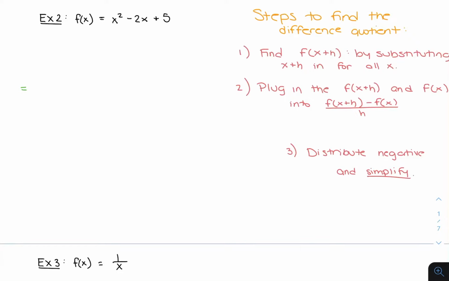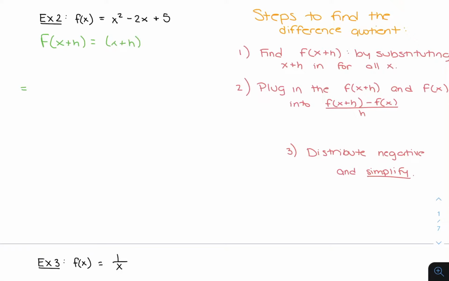So let's get started. Our first function is f of x is equal to x squared minus 2x plus 5. So the first thing that we want to do is to find f of x plus h. A way we can do that is by simply plugging in x plus h into every place that we see an x. Because in f of x plus h, x plus h is our input. So let's go ahead and substitute x plus h wherever we see an x.